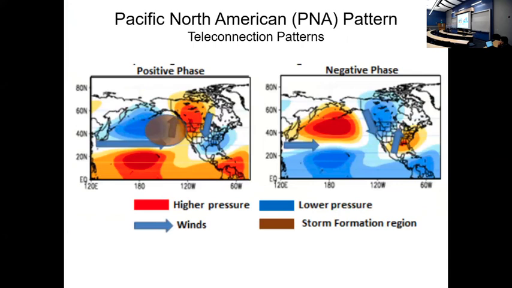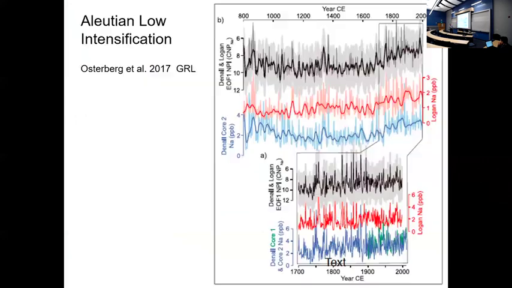This figure shows the positive and the negative phase together. In a positive phase, you have a lower pressure, so you have an enhanced Aleutian Low. And so there's the potential for more moisture to make it into the Alaska range, more sea salt, more wind. And then in the negative phase, the opposite: more zonal flow and not as much moisture getting into the Alaska range.